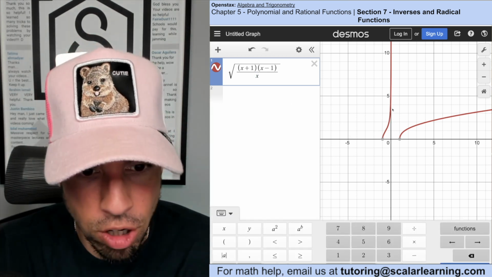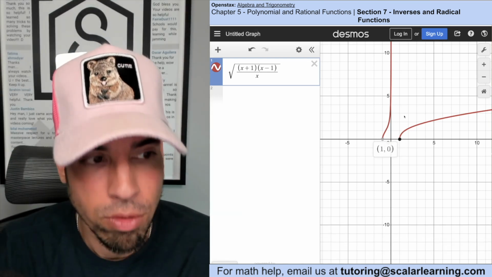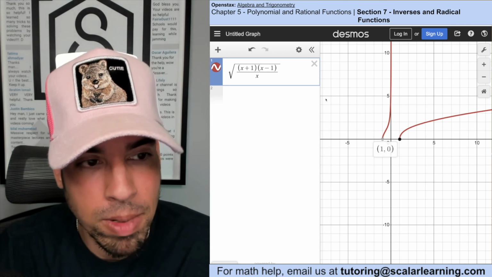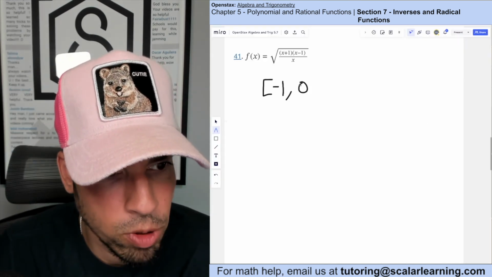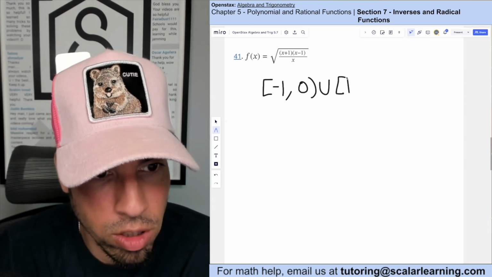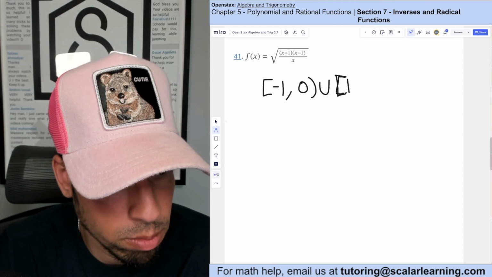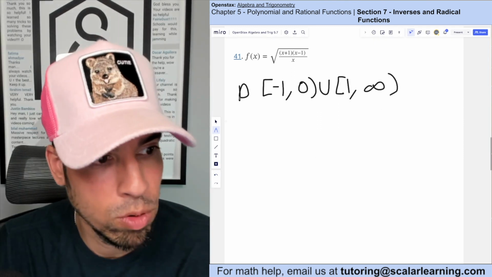So it's never going to actually touch 0. And then it seems to pick up again at 1 and go off forever and ever to infinity. So that means our domain is everything including -1 up to 0, but not including 0, union, and then starting at 1, so we're including 1, hence the square bracket, all the way to infinity. There's the domain. Boom, done.